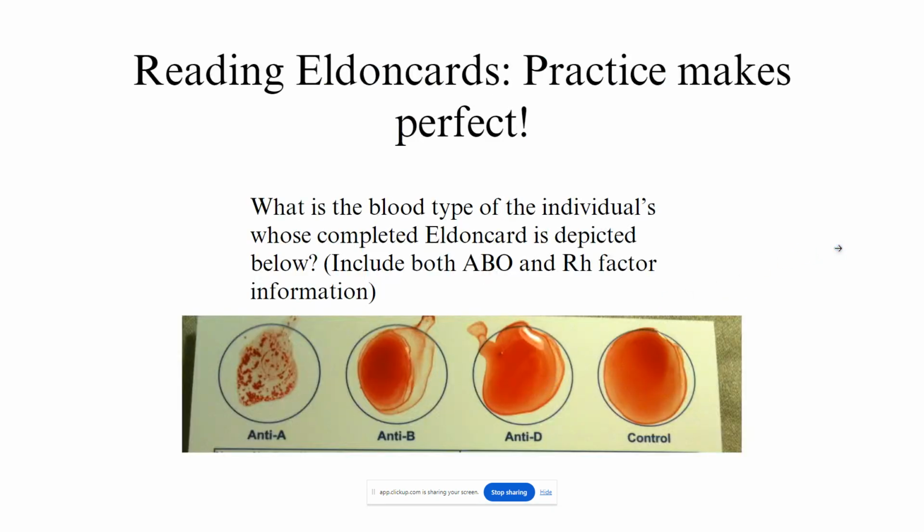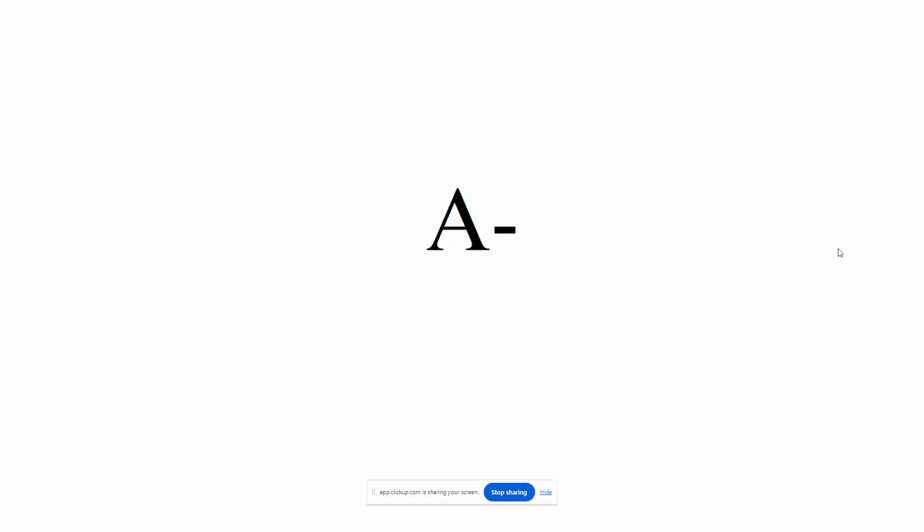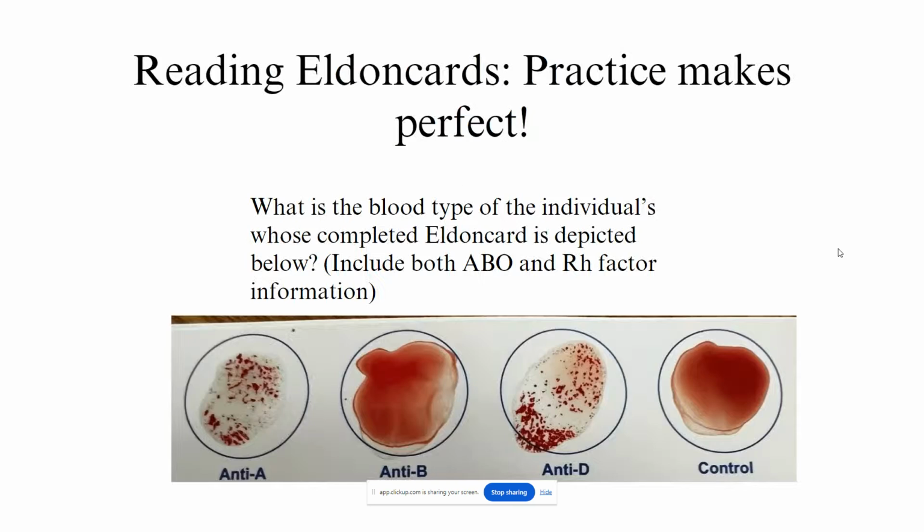What about this individual? They have clumping in A, but none in B or D, and at least the card's good. There's nothing going on in the control. So the clumping is only in A, no Rh, so they're A negative. And last but not least, what about this example? They do have clumping in A, none in B, and they have clumping in D. And we know the card's good because nothing's going weird in the control circle. So they do have A and they do have D, so they're A positive.